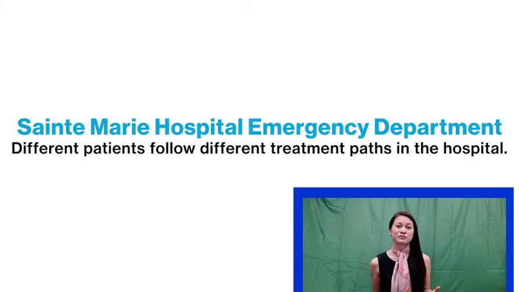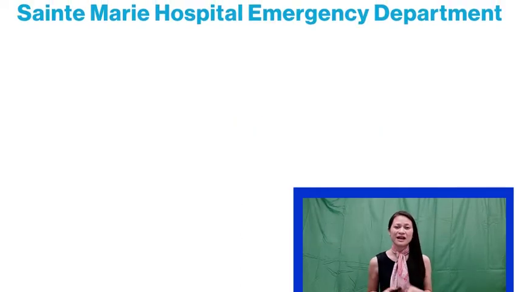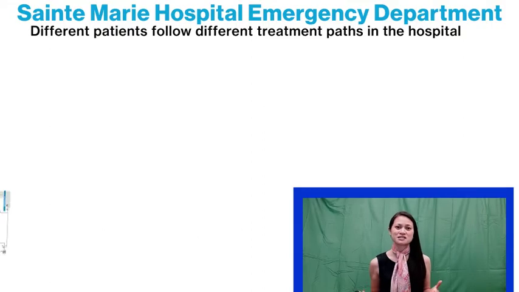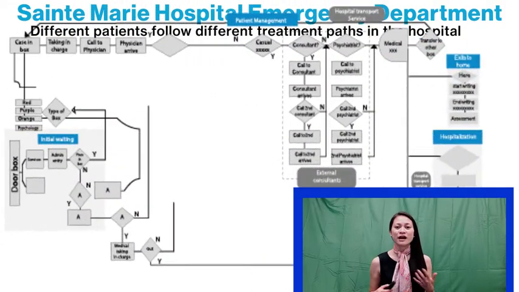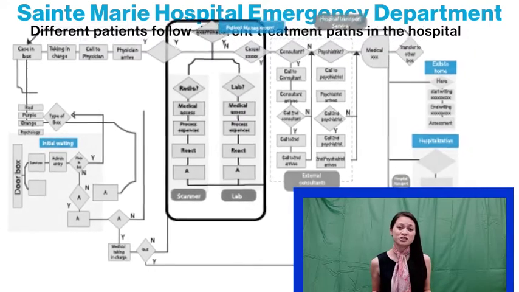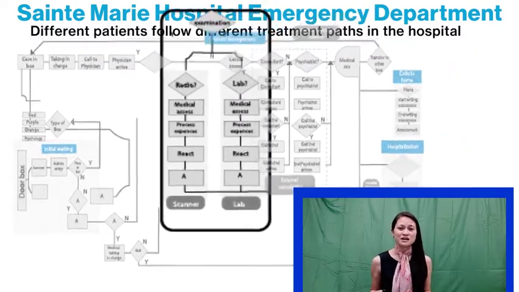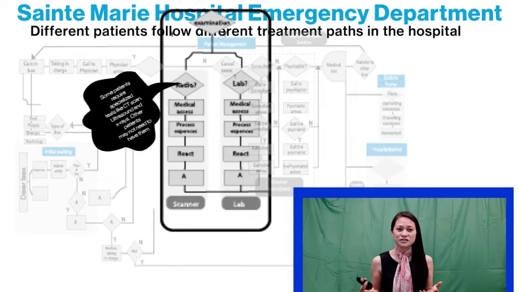So now we want to help the St. Marie Hospital and think about ways to reduce these growing waiting times. But how do we think about analyzing this system? It's incredibly complex. There's many different types of patients that are being treated in the emergency department. The paths that they take are very different.